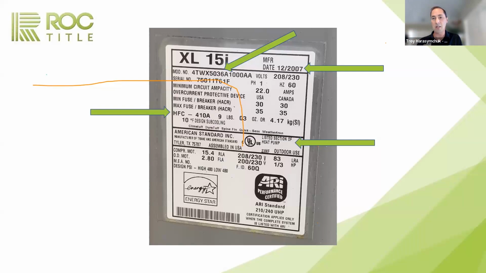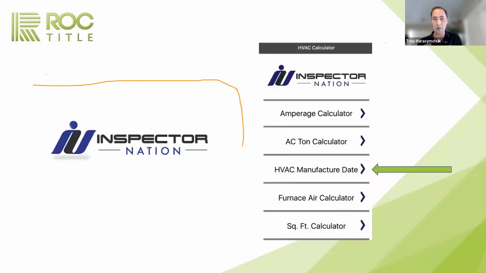So that's all the information that we really need to know as a real estate agent. So what happens if we don't have a Trane? That's the only company that has a label that's easy to read. Well, this is where that app comes into play.